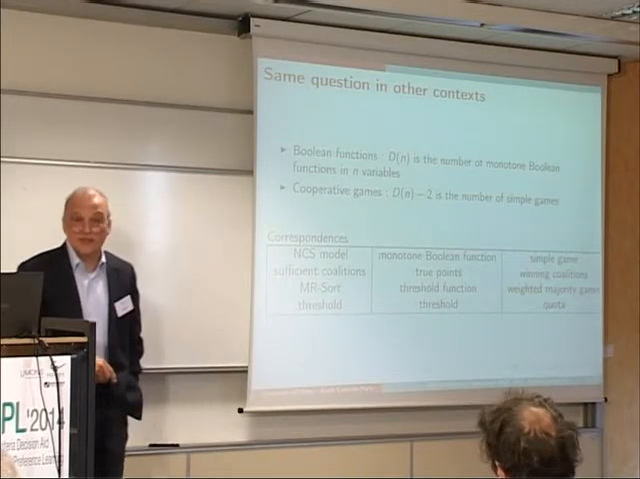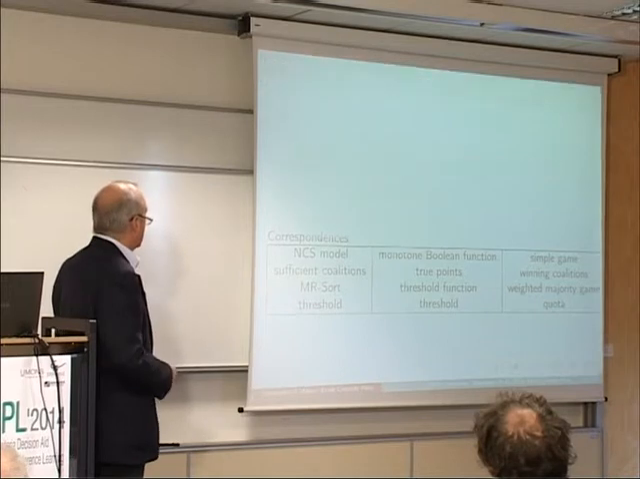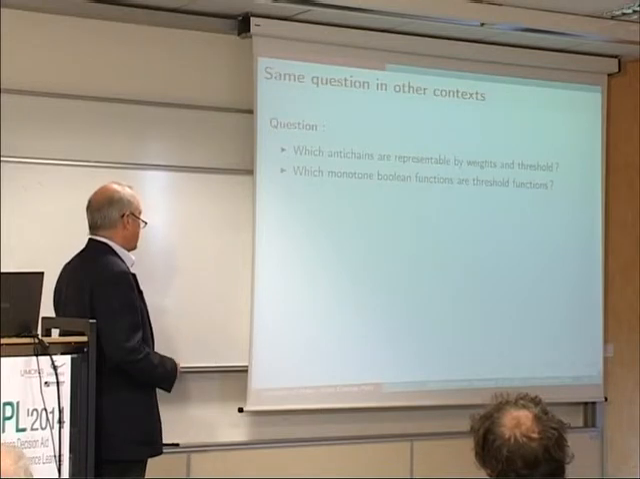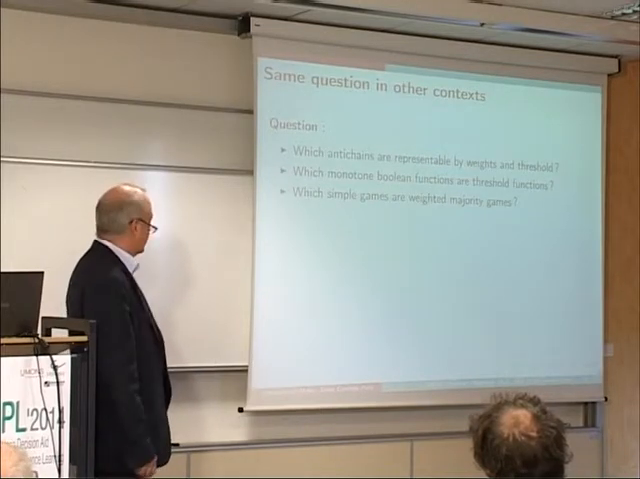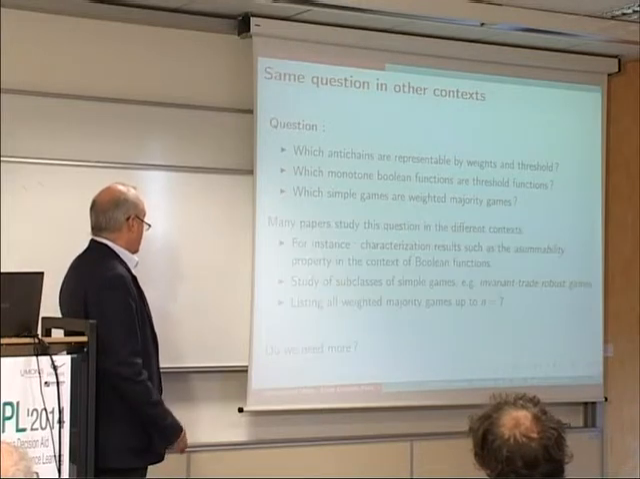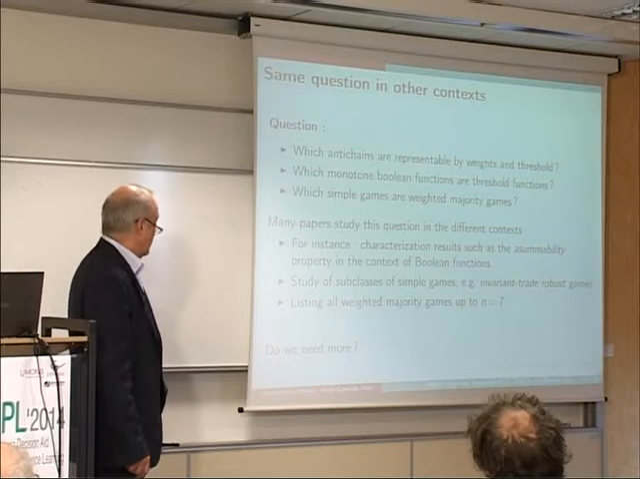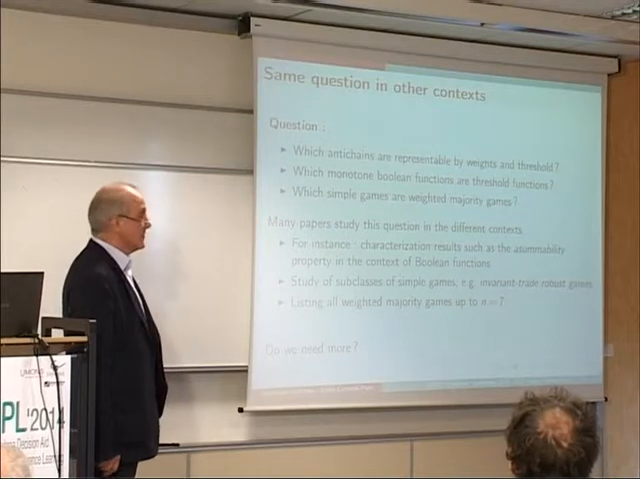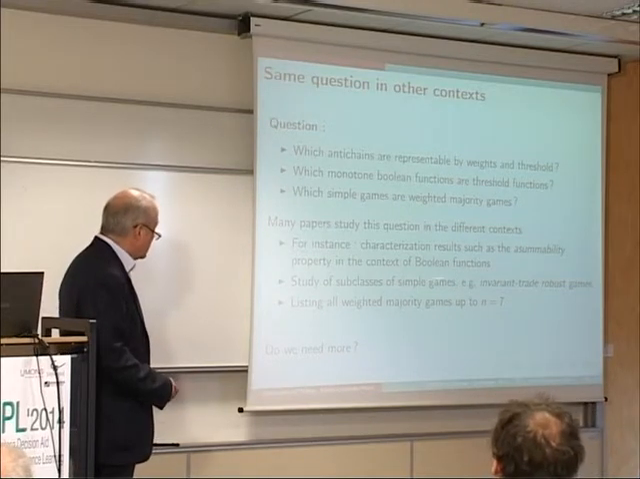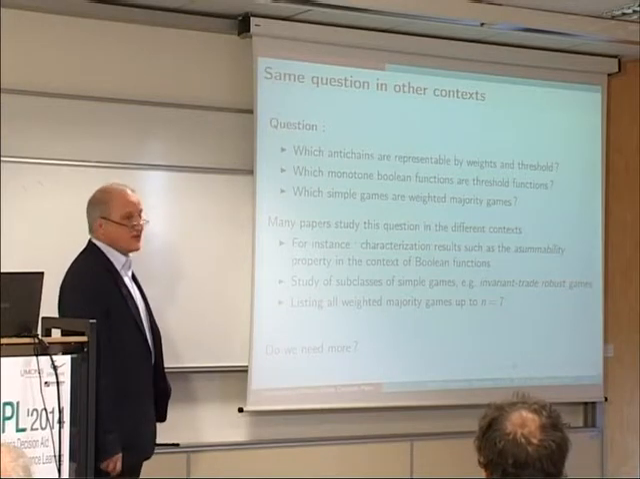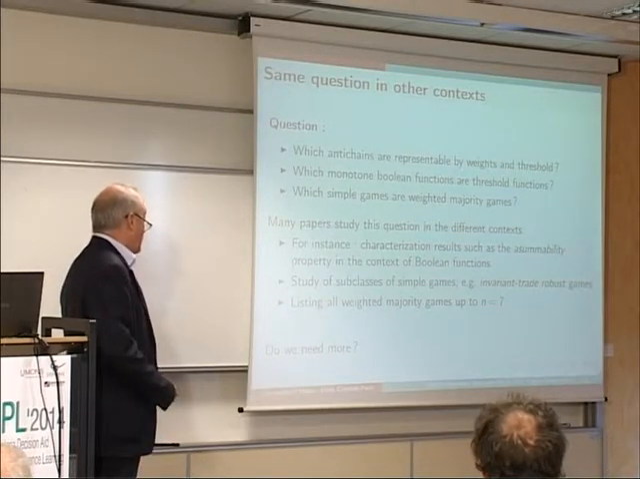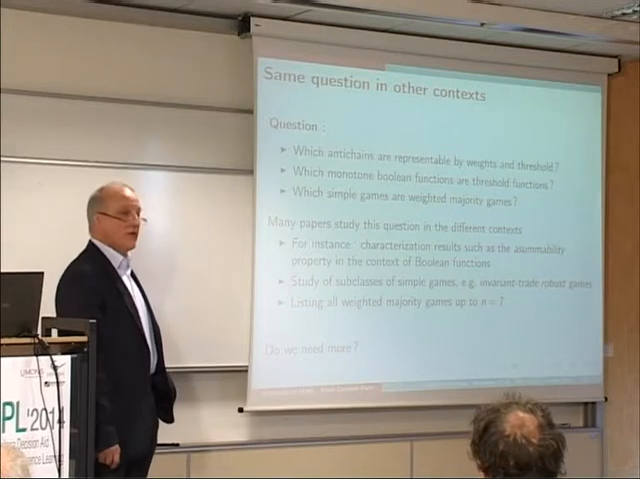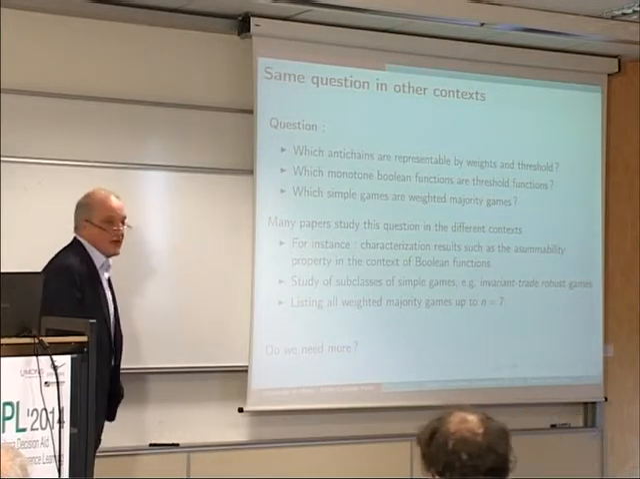So this question has been addressed at least in the two other areas, and many papers study it. For instance, there are characterization results in the context of Boolean functions. There are studies of subclasses of simple games, and also the weighted majority games, that is the MR-sort rules, have been listed up to n equals 7.